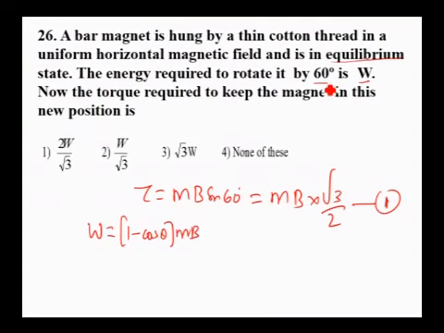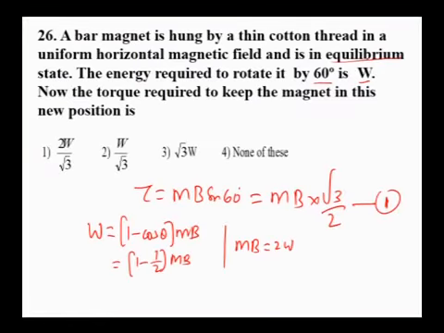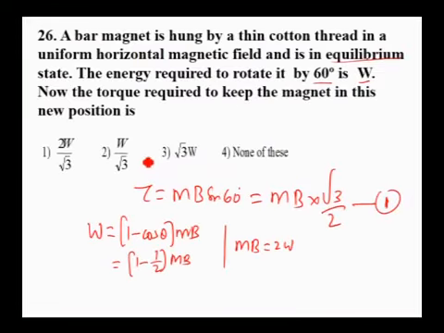And the new position of theta is given as 60 degrees. We substitute here: 1 minus cos 60, which is 1 by 2. So 1 minus 1 by 2 into mB, and 1 minus half is half. Therefore, I can write mB equals 2 times the work done. We substitute this in equation 1. Torque equals mB, which is 2W, into sin 60, which is root 3 by 2. So the 2 cancels. Then torque tau equals root 3 into W. Hence we must take it as the third option. Third option is correct.